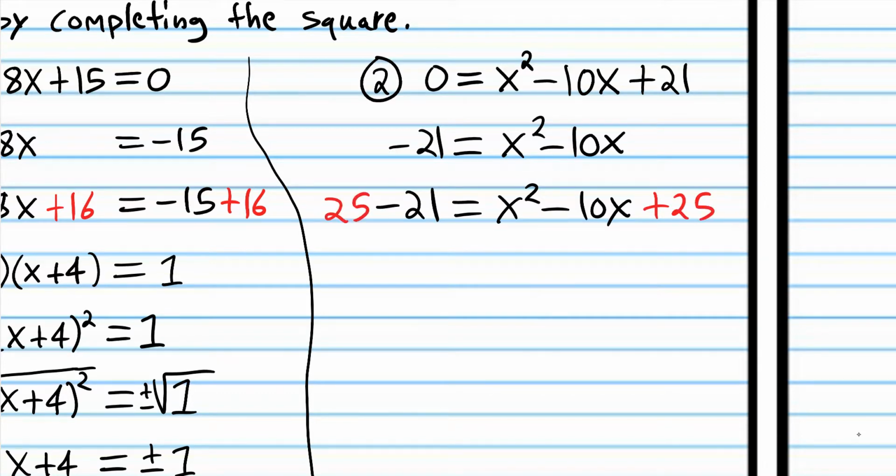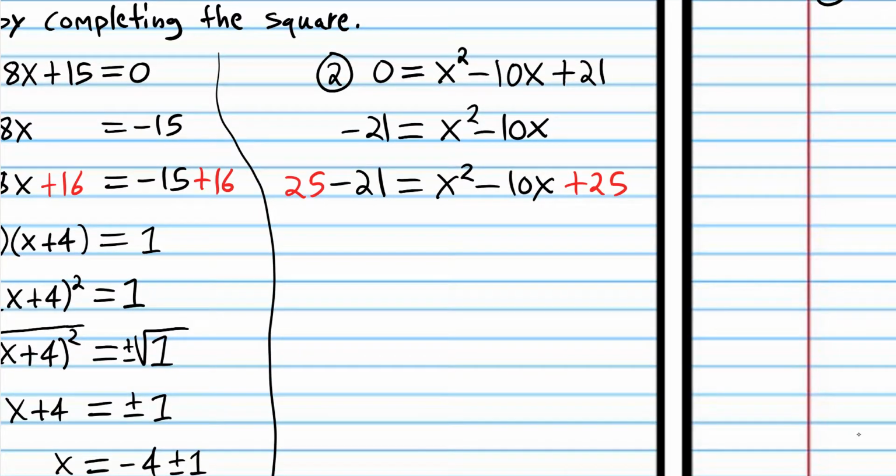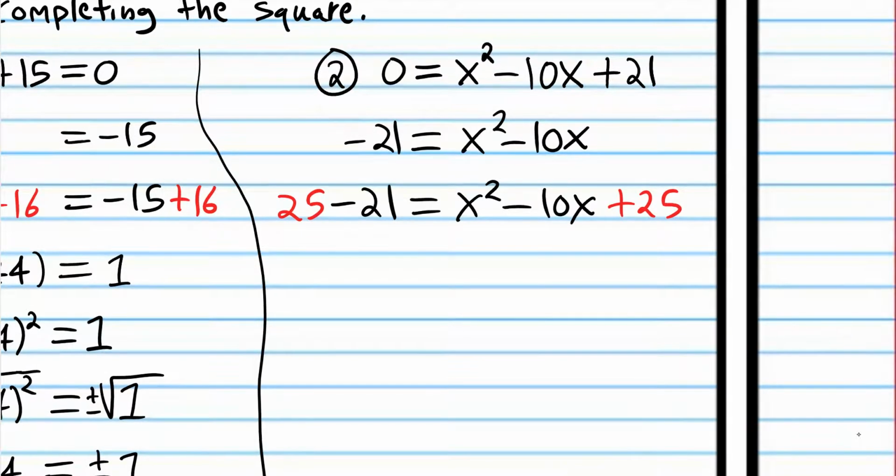I know there's a lot going on here, but don't worry. You're going to do a lot of practice problems, and you're going to get used to this. So 25 minus 21 is 4. And now this is a perfect square. Go ahead and factor that.